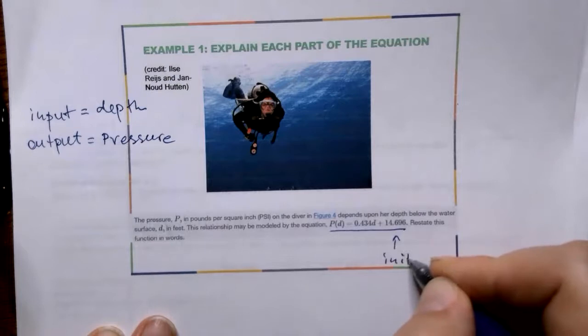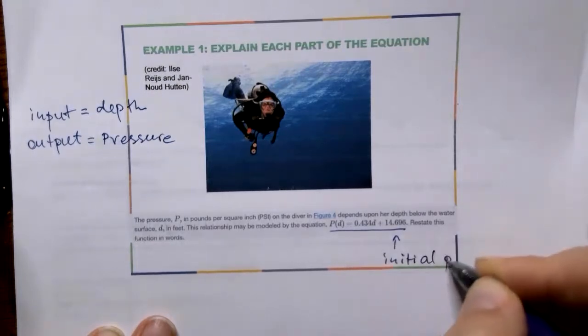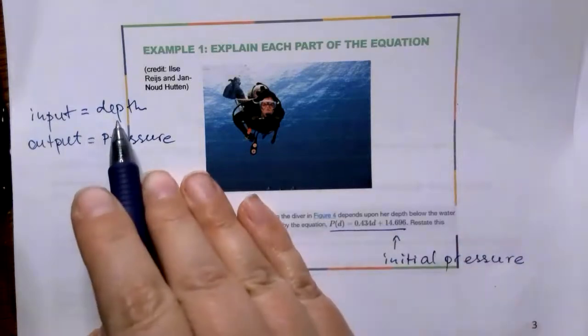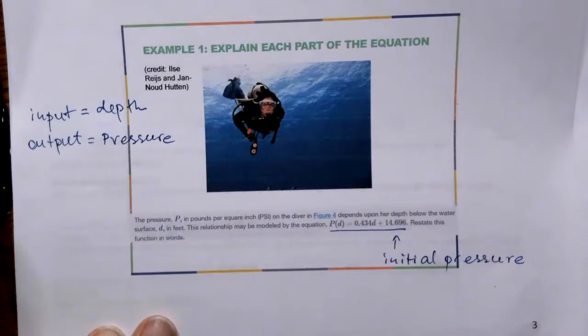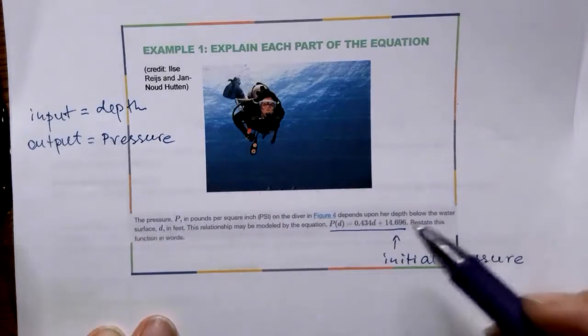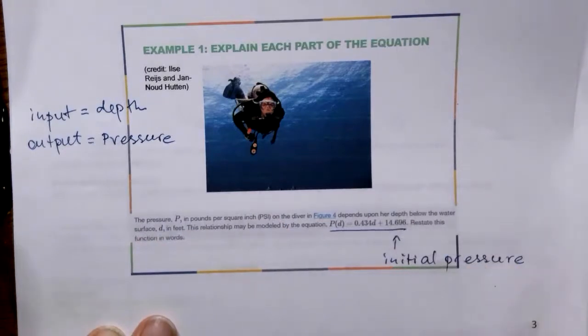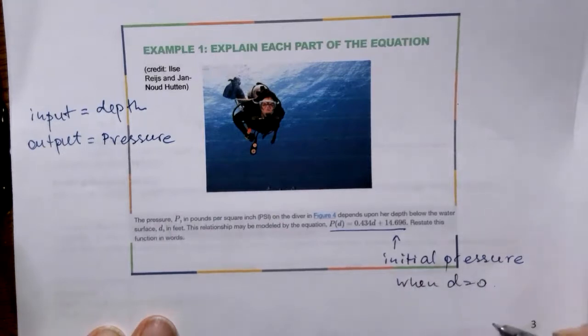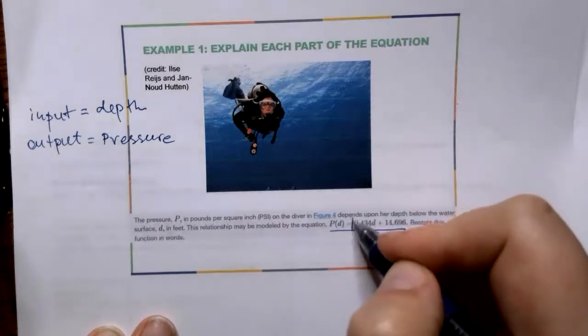Okay, so then our free term, our b value, is the initial pressure, right? That's when D, or depth, equals 0. So there is no submersion yet. So that's the initial pressure, basically the atmospheric pressure, when D equals 0.